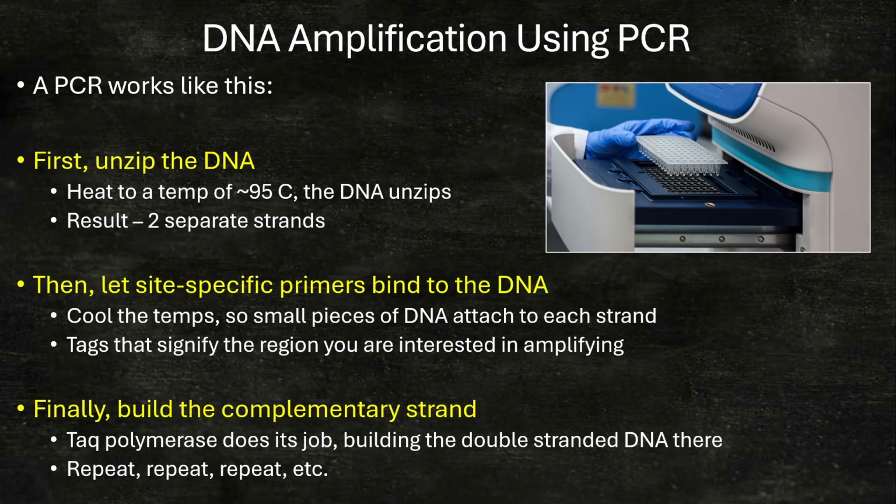Finally, it's time to actually build that complementary strand. And so Taq polymerase is going to come in, bind to those DNA primers, and start building the complementary strand. When it reaches the end of that sequence, it stops, it detaches, and then we can start the whole process all over again. Rinse, repeat. We do this multiple times, each time doubling the number of DNA molecules that we have in this sample. So if we start with 1, we will double that to form 2. Then we will double that the next time to form 4, and then 8, and then 16, and then 32, and so on, and so on.